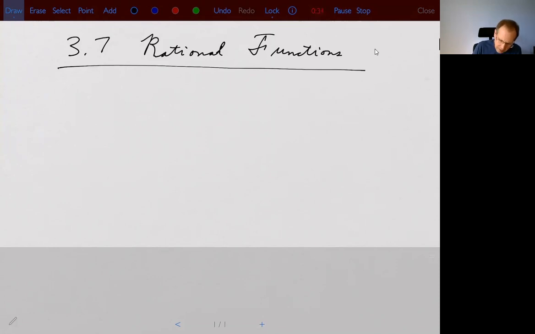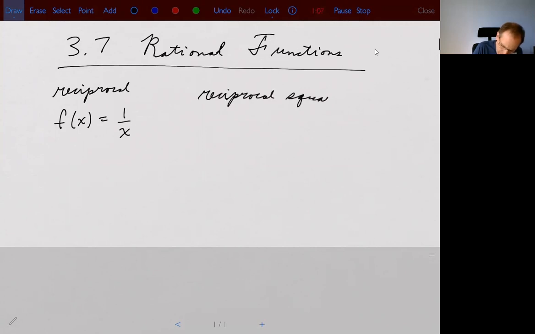Okay, so the first thing I want to do is look more closely at two rational functions that we studied in our toolkit functions. So let's look at the reciprocal and reciprocal squared functions. So remember, reciprocal, that was f of x is equal to 1 over x. And then reciprocal squared was f of x is equal to 1 over x squared.